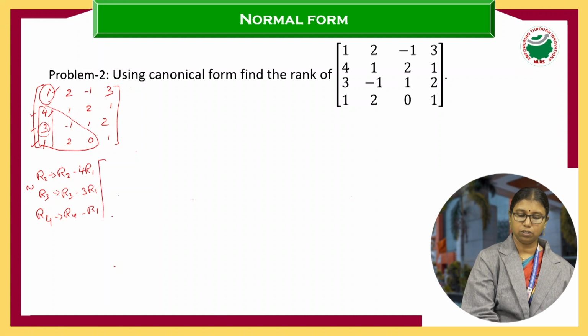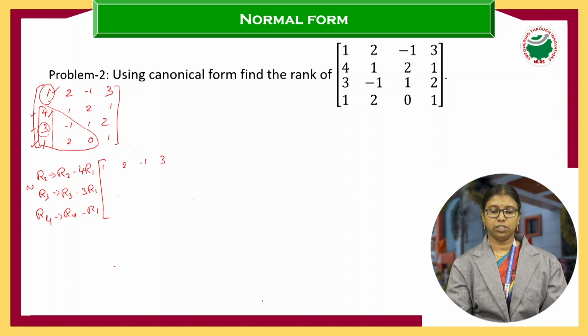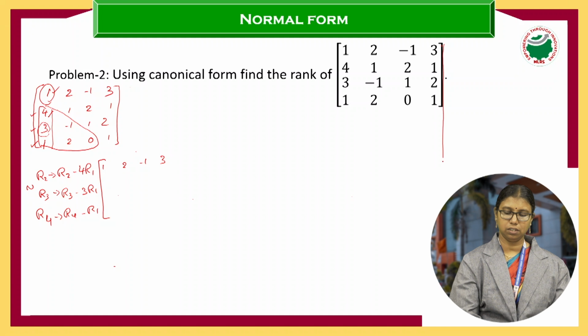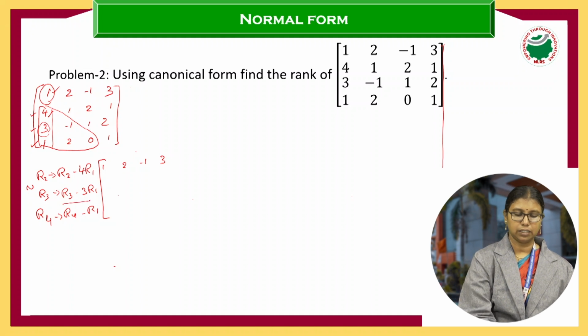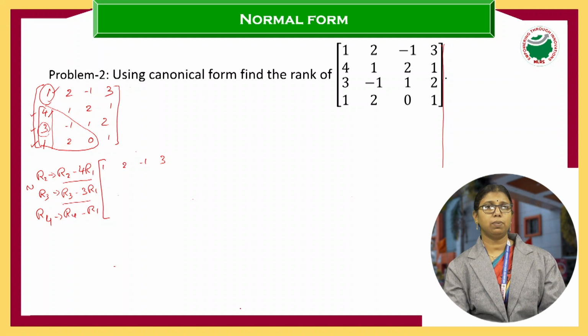Now what about the first row? We are not changing the first row. First row is 1, 2, minus 1, 3. Now you have to change R2. R2 is changed by using the row operation R2 minus 4R1.